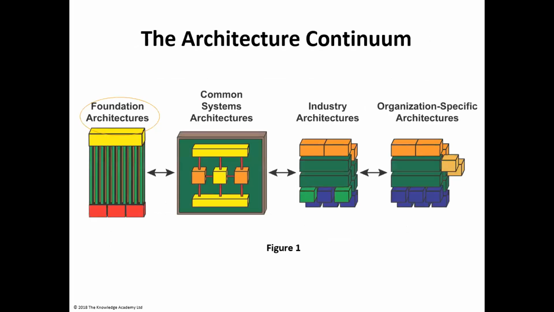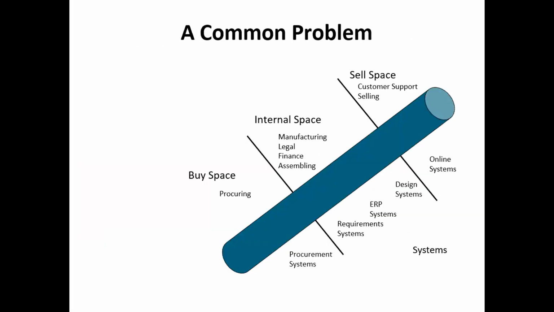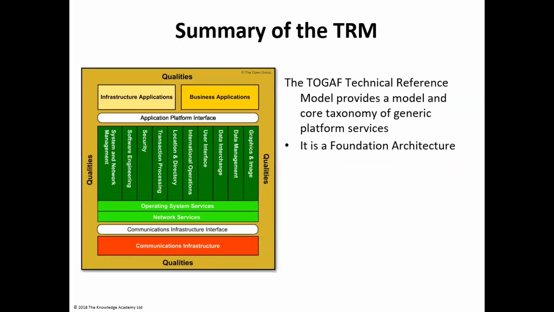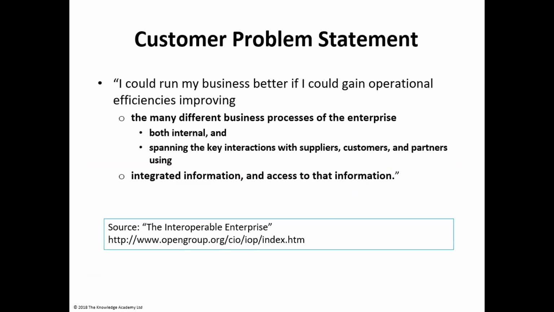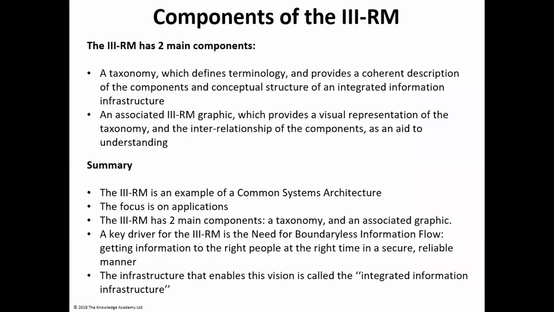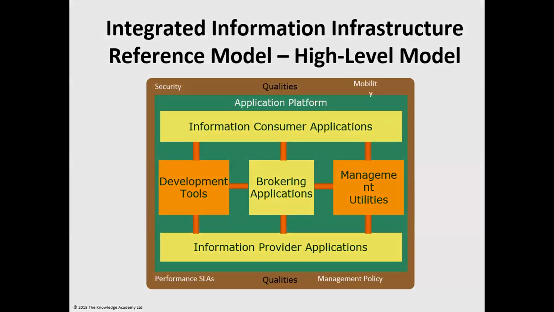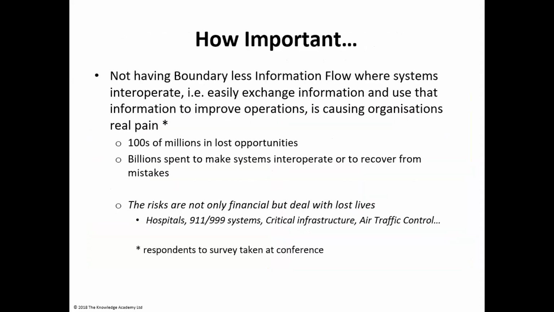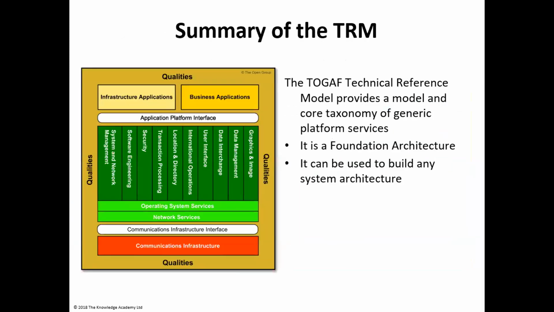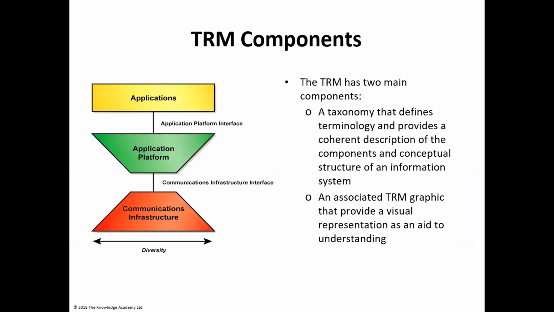Now, I want to tell you some things about the reference model. If you look at the TRM, the technical reference model has two main components. Look at this one. TRM has two main components. The first one is called a taxonomy.